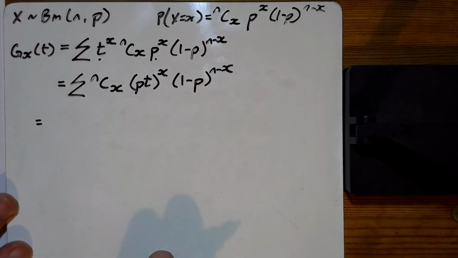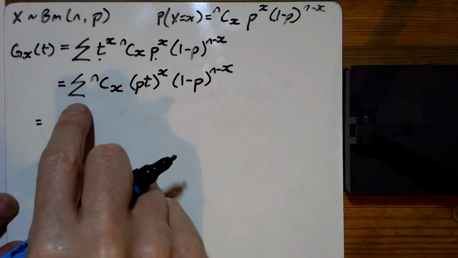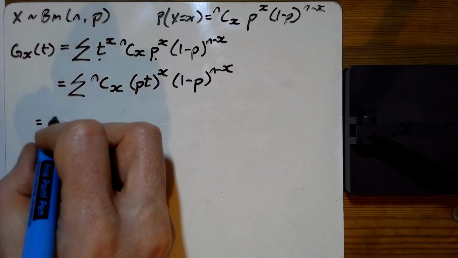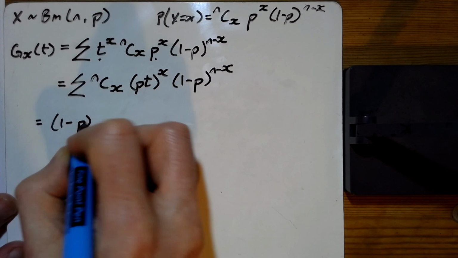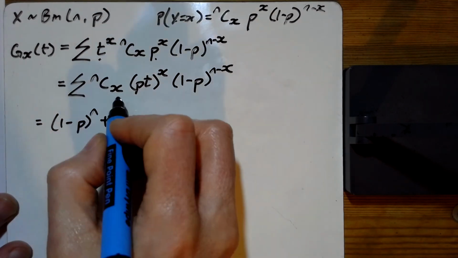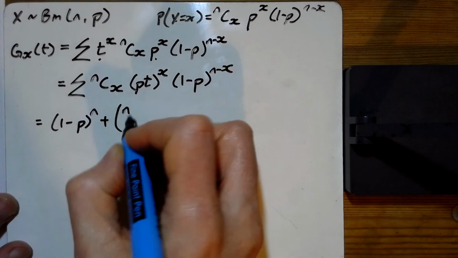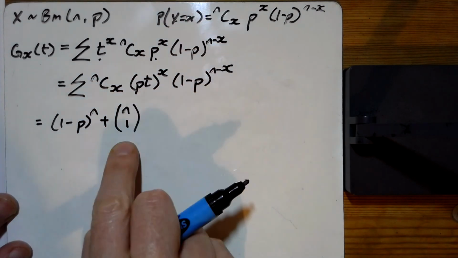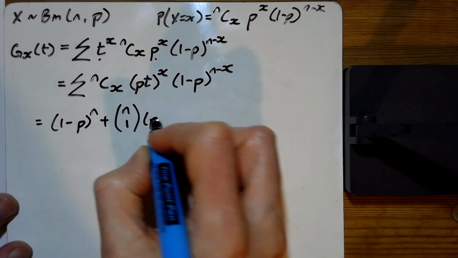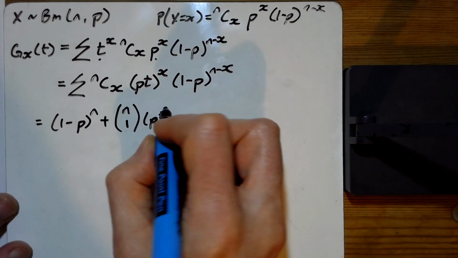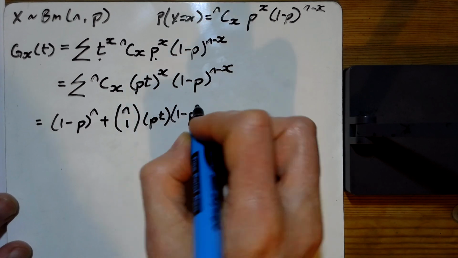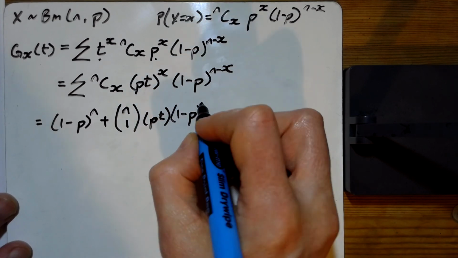Let's go through what this sum's going to be, starting with x equals 0. So if we put x equals 0 in here, this is just 1, this is just 1, and we have 1 minus p to the power of n. Now putting a 1 in, we've got n choose 1. Sorry, I've used the more formal notation for that. Pt to the power of 1 times 1 minus p to the n minus 1.